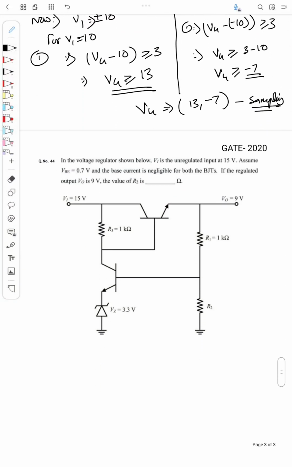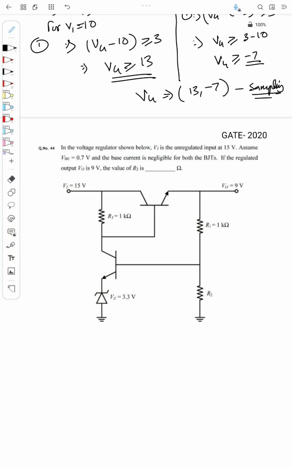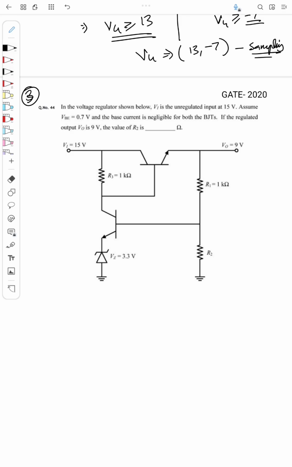Okay, so now coming to the third question. This is the third question. Again, it is from GATE 2020. So it's a regulator based question. The question is, in the voltage regulator shown below, V1 is an unregulated input at 15 volt. Assume VBE equal to 0.7 volt, and the base current is negligible for both the BJTs.